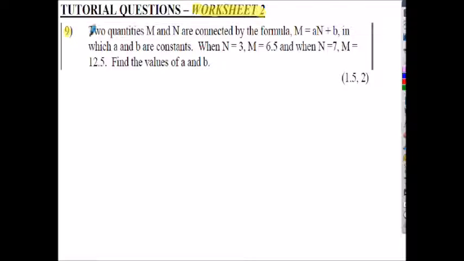Question 9. We're given 2 quantities labelled M and N, and we're told that they're connected by the formula given here, which is M is equal to A multiplied by N plus B, in which the A and the B terms are constants. So those are pure numbers, in other words. Given in the question that when N is equal to 3, M is equal to 6.5, and that when N is equal to 7, M is equal to 12.5. And we're asked to find the values of the constants A and B.